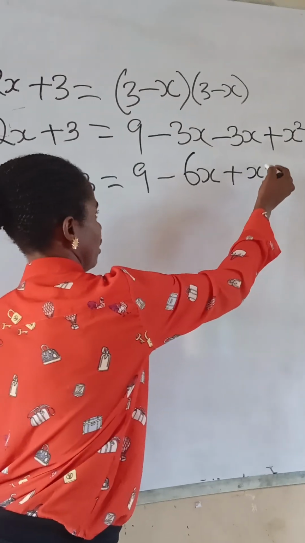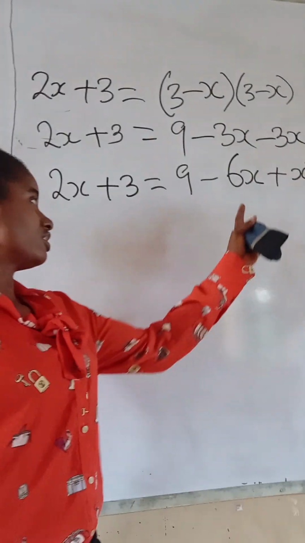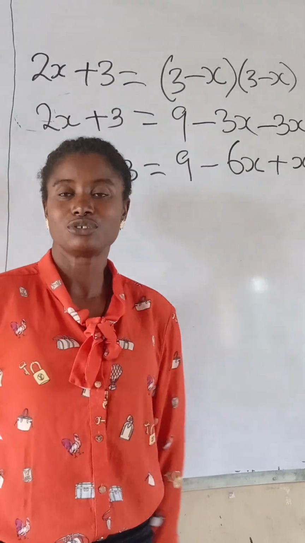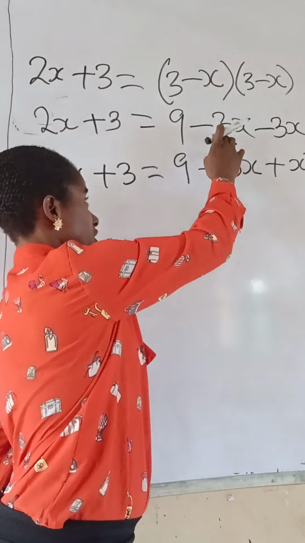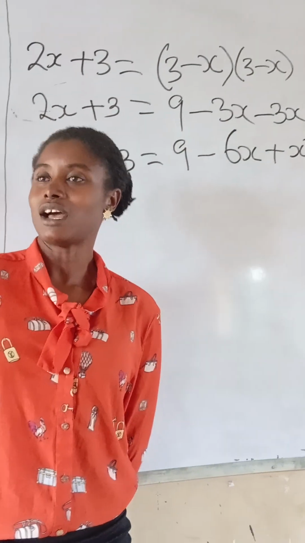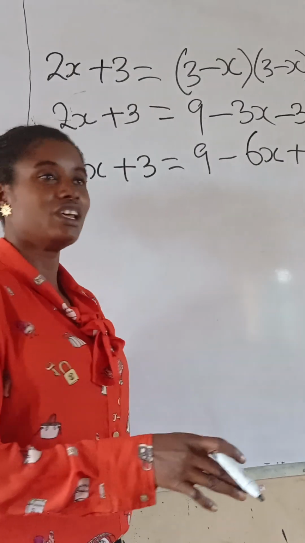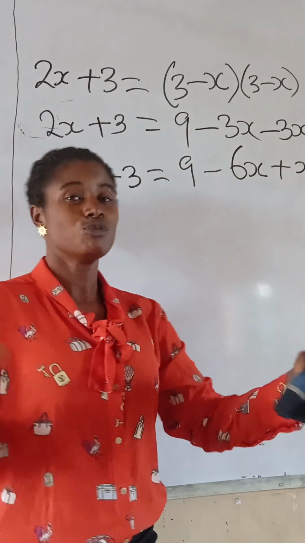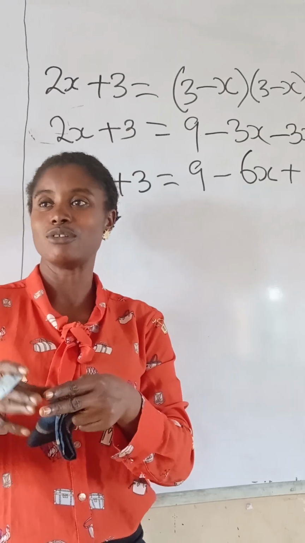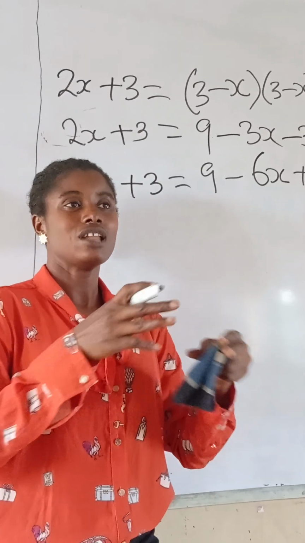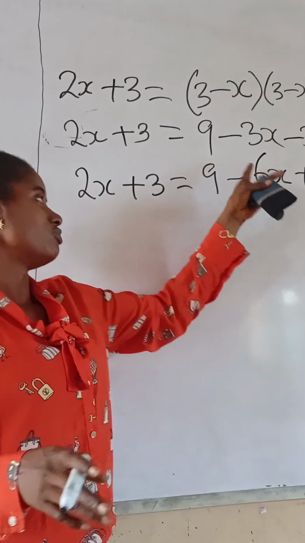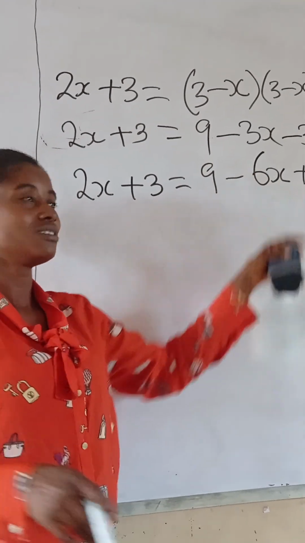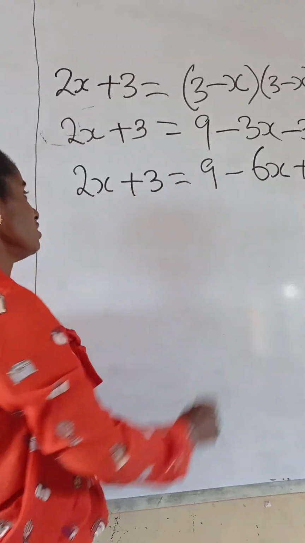The reason why we are having minus 6x is that you borrowed 3 naira from A and you went ahead to borrow 3 naira from B. If you put the 3 naira that you borrowed from A and B together, that means in total you are owing A and B 6 naira. That is why we are having minus 6.